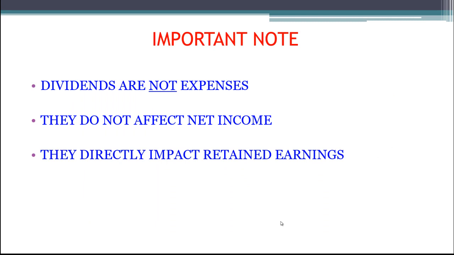Now, a couple of important notes here. Well, one important note really about dividends. Dividends are not expenses. This is something that threw me off in my very first week of accounting courses. Dividends are not expenses. They don't impact net income whatsoever. They just go straight to retained earnings. So that's the important note. Don't call it dividends expense. There is no such thing.